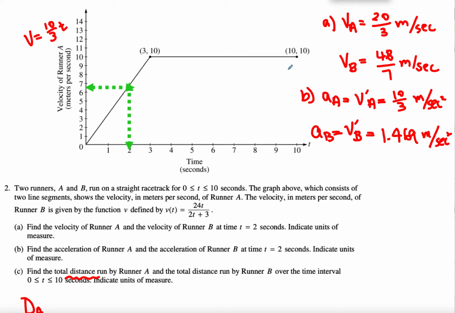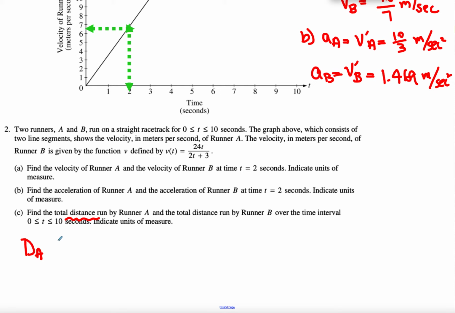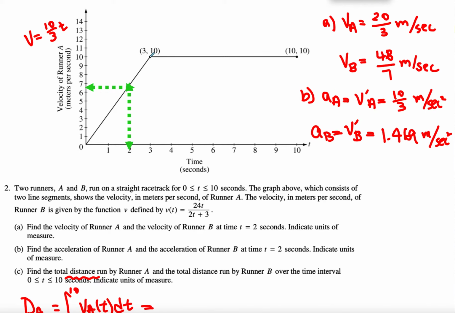So all I have to do is find the area under this function. So it is equal to the integral from 0 through 10 of velocity A of t dt. And I realize the first one, I'm going to put that as a triangle. So 3 times 10 divided by 2, which becomes 15. And the second one is 3 through 10, which is 7 units, and height is 10, so we get 70. So total 85 is what I'm getting for runner A.